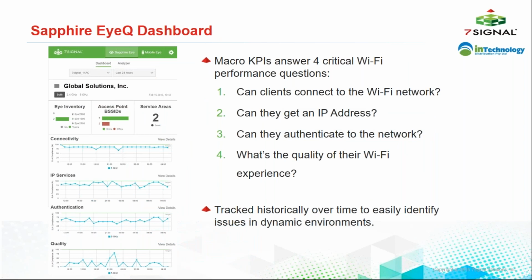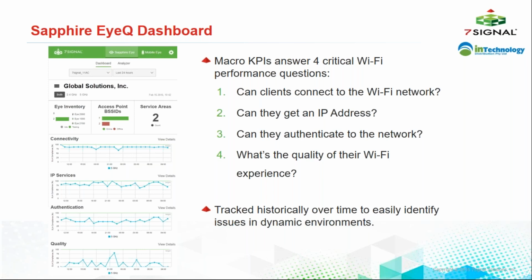So this is a little bit of a closer look at what that Sapphire IQ dashboard looks like. What we're really trying to do is we've got these 4 macro KPIs trying to answer these 4 very critical questions. As you can see, connectivity, IP services, authentication, and quality. Those are the big 4. Can clients actually connect to the Wi-Fi network? So remember, our clients, our Sapphire Eyes, are clients that are constantly connecting and disconnecting from the network, and we measure that continually. Can they get an IP address? So we've got DNS services, IP services.